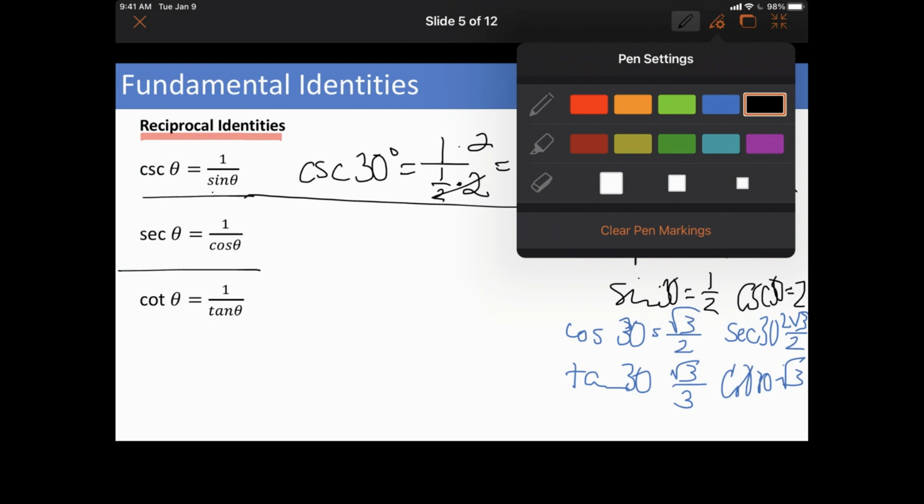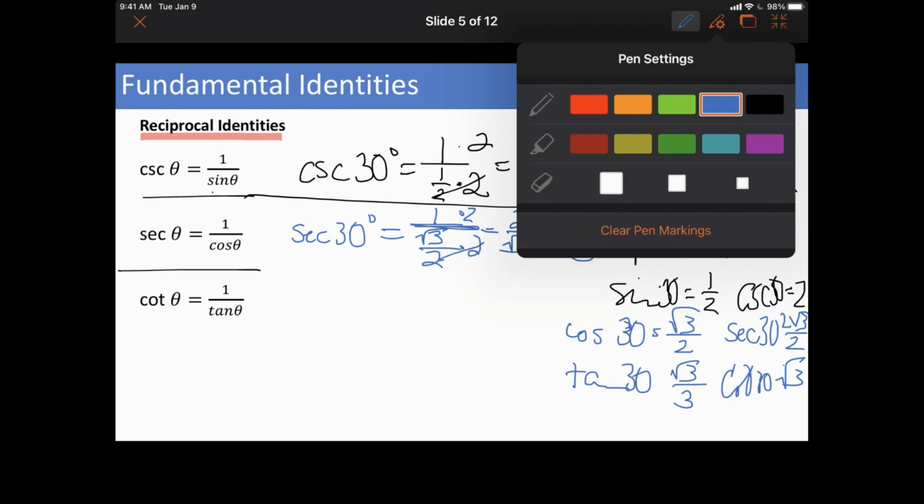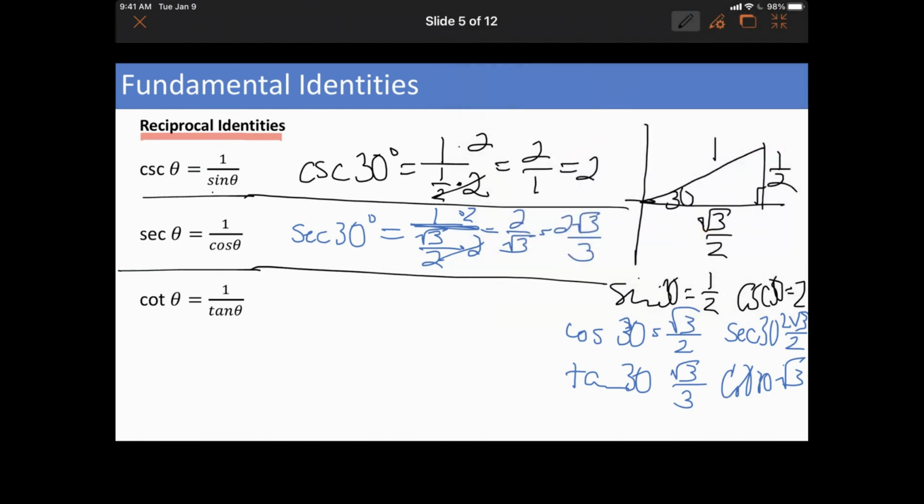So let's take secant of 30 equals 1 over cosine, 1 over the square root of 3 over 2. So multiplying by 2 again, top and bottom, that equals 2 over root 3. And that rationalized denominator. So is it the same? Yes. So this is just a different way to do what we generally do. So it's an identity. Some people learn this method. I generally still just use my triangles.